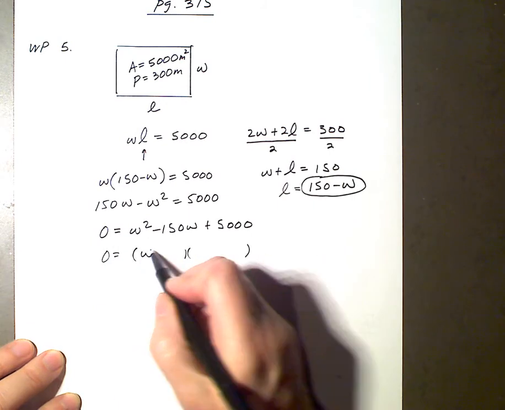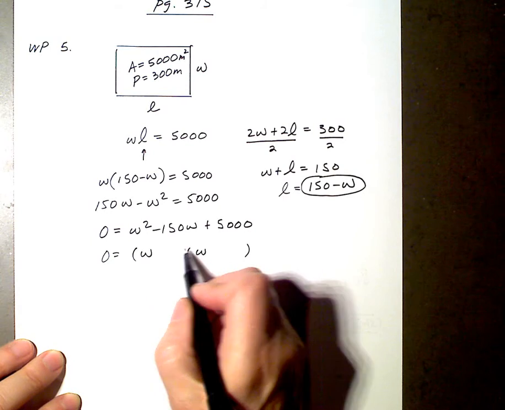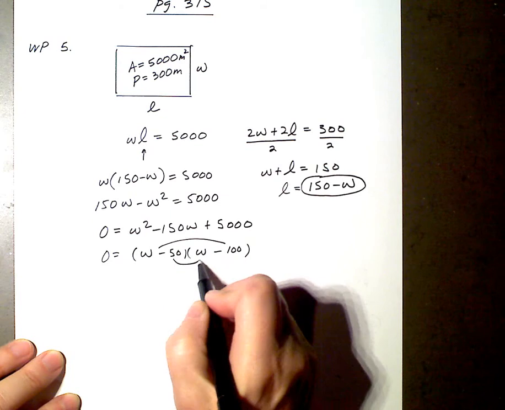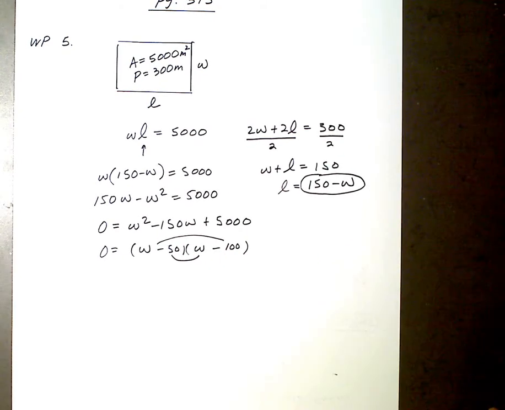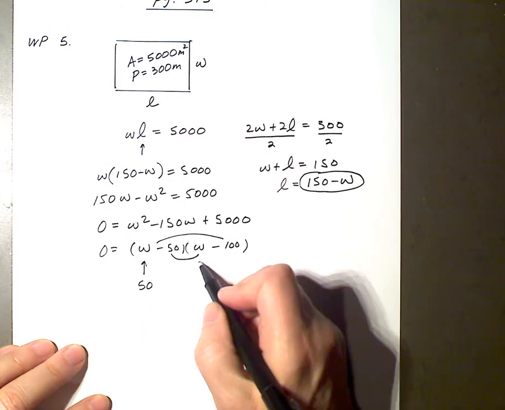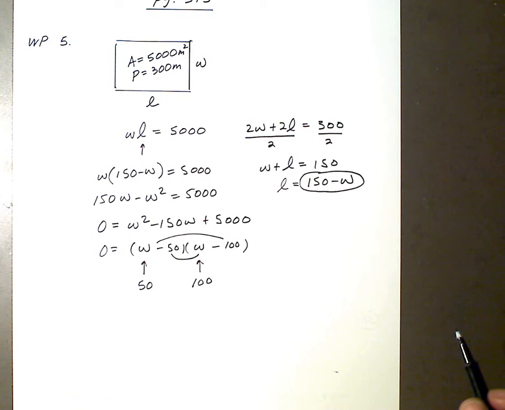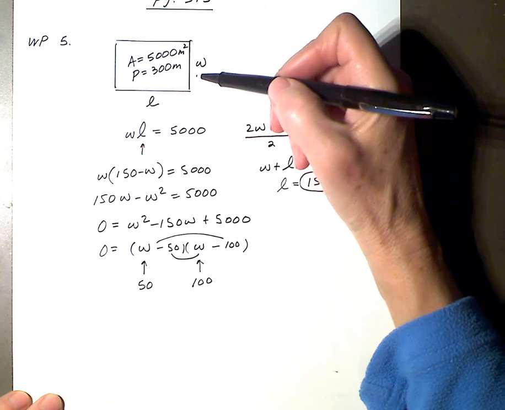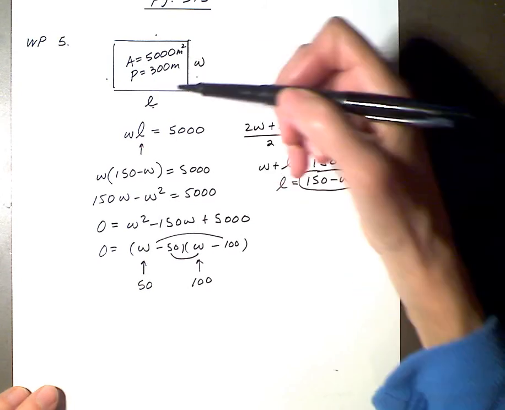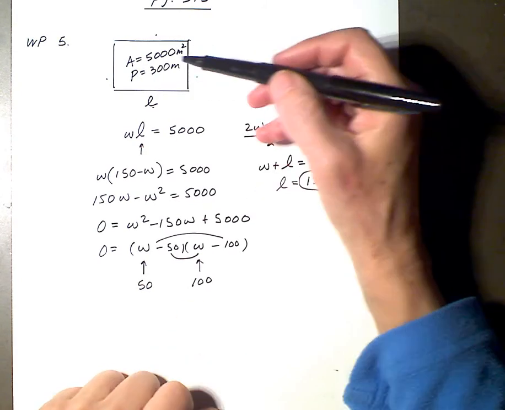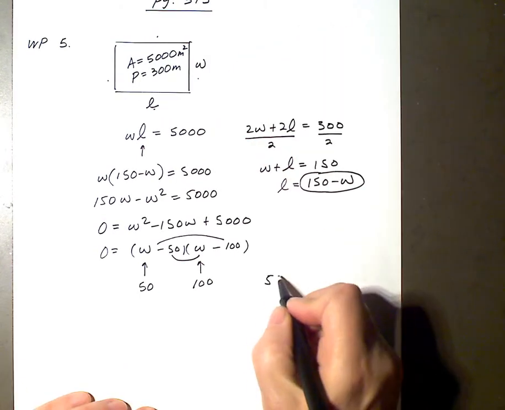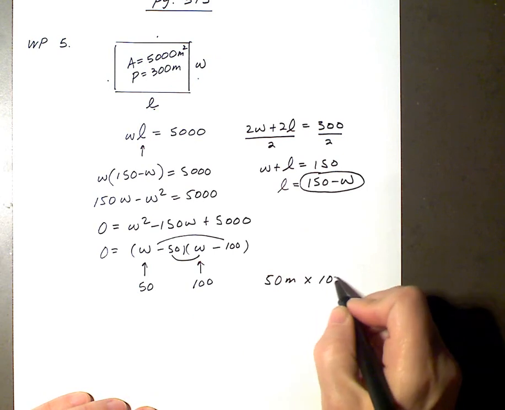I can see that this will factor to W minus 100 times W minus 50 to get me my middle term at negative 150W. So my width is either 50 meters or 100 meters. And if the width was 50 meters, these would both be 50, and that would add to 100. So the lengths would have to be 100, which makes more sense. If the width was 100, they'd be longer than the lengths. Those would be 50. So the width is 50 meters, and the length is 100 meters.